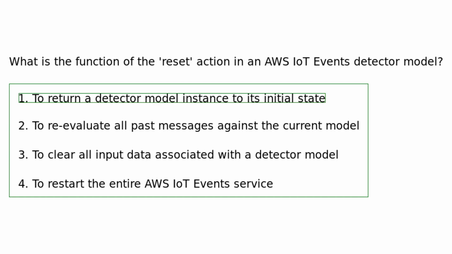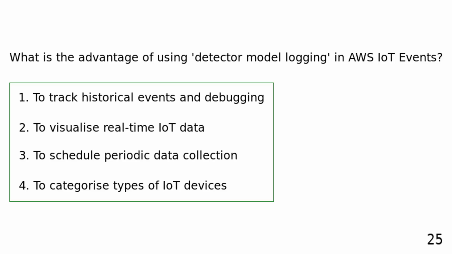The reset action in an AWS IoT Events detector model is used to return a specific detector model instance to its initial state. This can be useful when you want to restart the event detection process for a particular device or system, clearing any accumulated state information. What is the advantage of using detector model logging in AWS IoT Events?